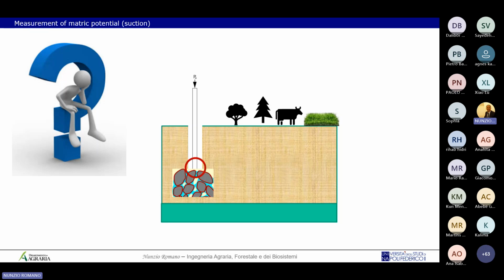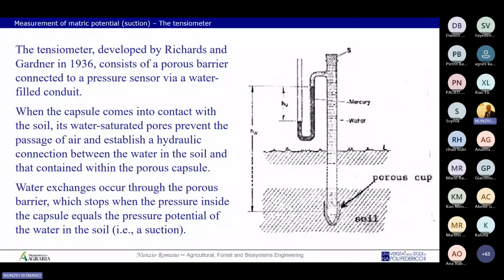Okay, so how do we solve this problem? The problem was solved by Richards and Gardner, who in 1936 in a certain way invented the tensiometer. The tensiometer is not a piezometer. The piezometer measures positive or zero pressures. The tensiometer is able to measure something that is under tension, meaning in suction.